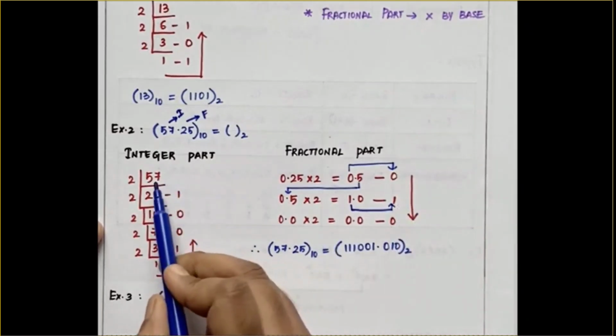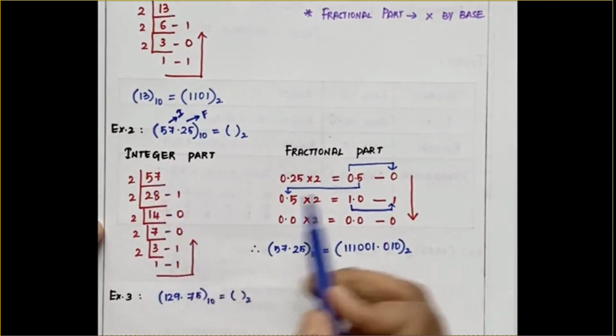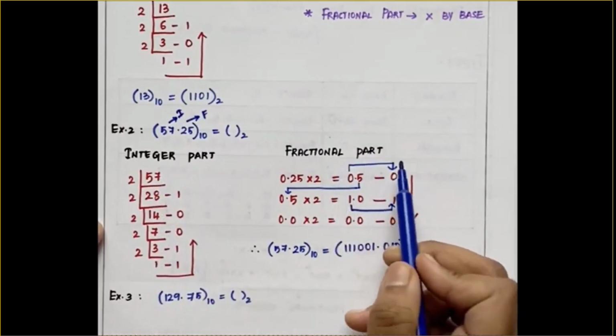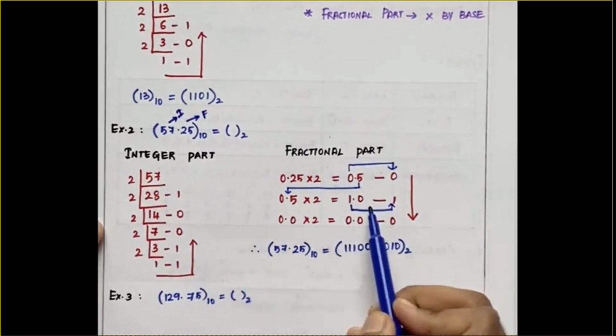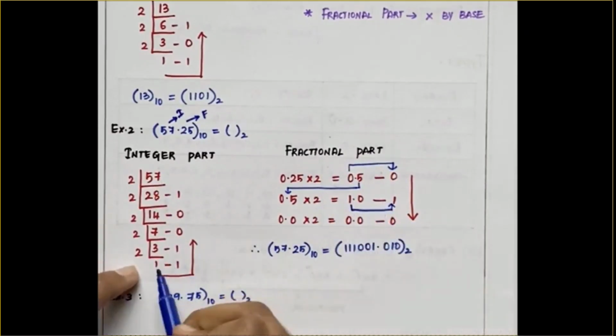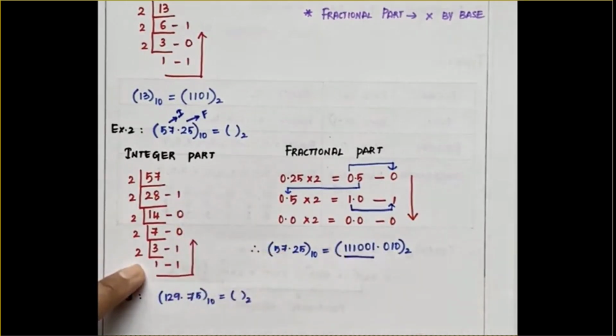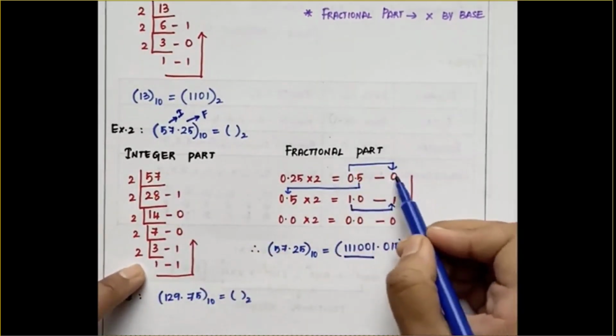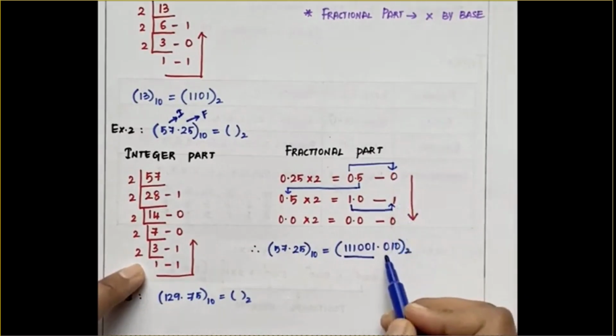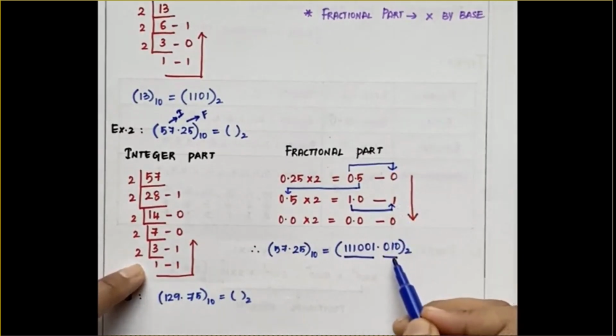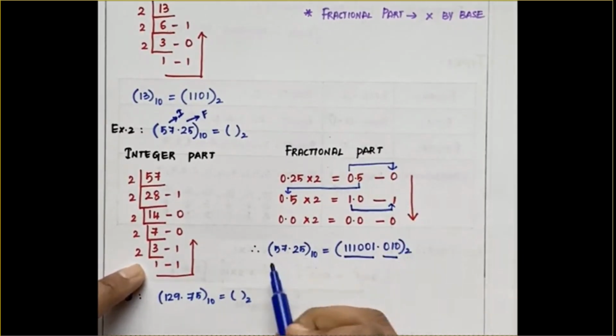So for 57.25, for 57 we have got the integer part, and for the fractional part 0.25 the equivalent value is also obtained over here. So the net solution is 1110001 for the integer part, and for the fractional part it is 0, 1 and 0. So this is the equivalent binary value for the given number.